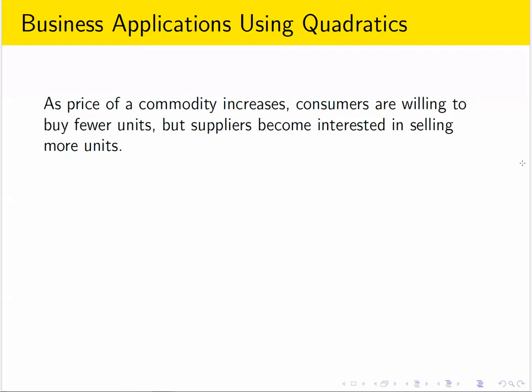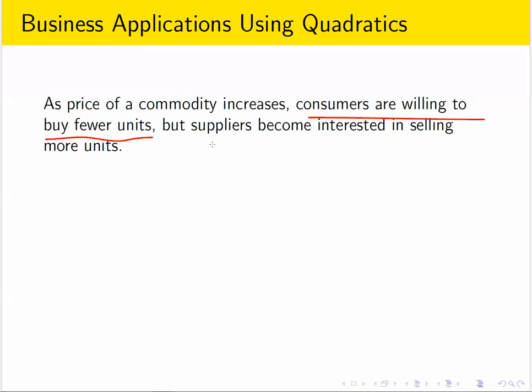Supply and demand are important ideas in economics. Supply refers to how many units of a product that producers are interested in producing and selling. And demand refers to how many units consumers are interested in buying. And both of those quantities depend on the price. So if you increase the price, consumers aren't going to want to buy as many units. They'll want to buy fewer units if the price is higher.